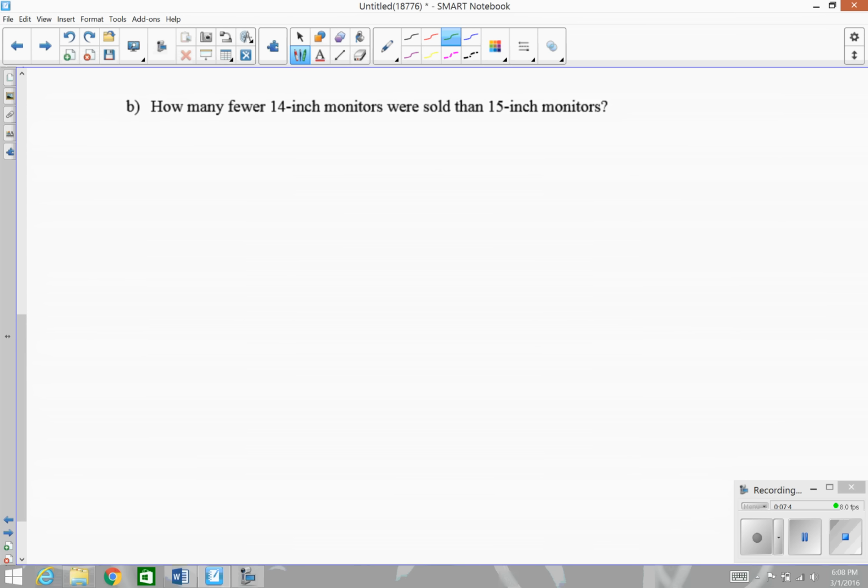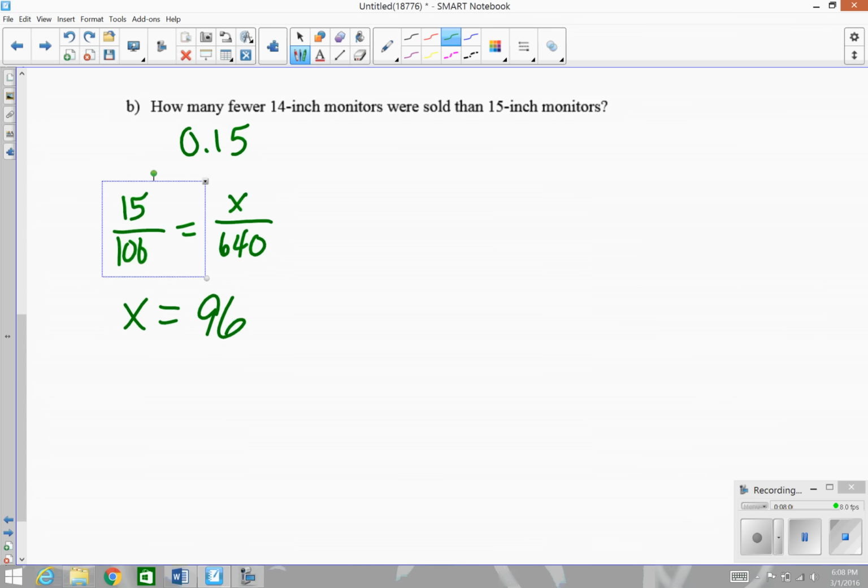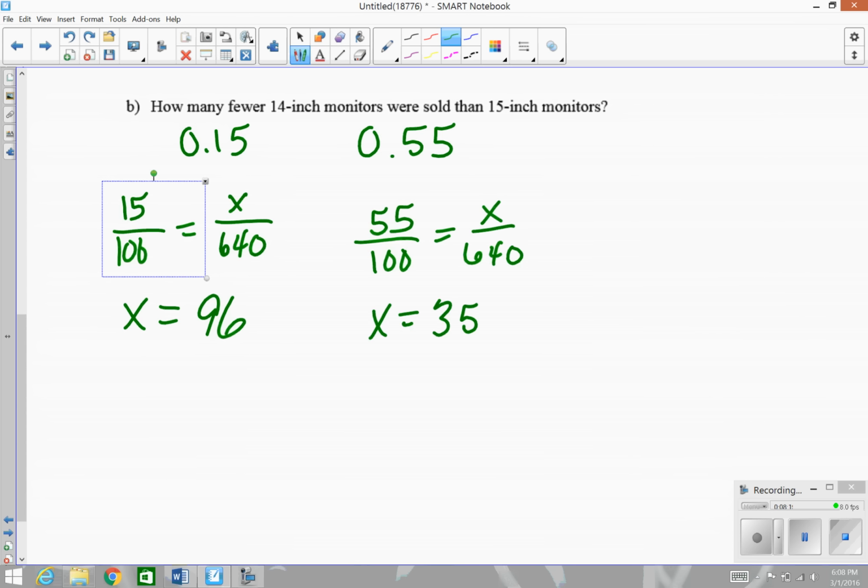So we have 14-inch monitors, which has a relative frequency of 0.15, so it's 15 hundredths equals x over 640. And when we solve, we should get x equals 96. We can do the same for our 15-inch, which has a relative frequency of 55 hundredths equals x over 640. X equals 352.